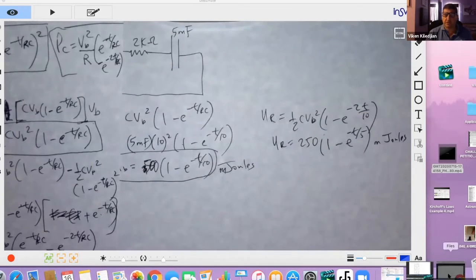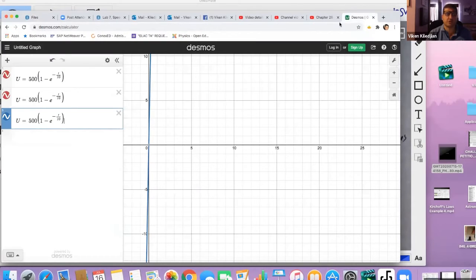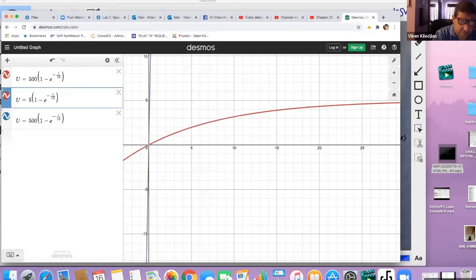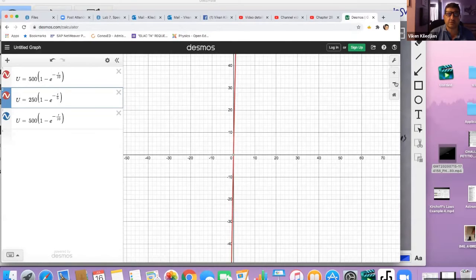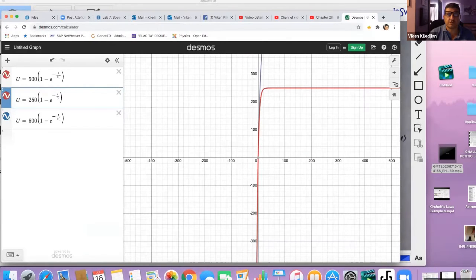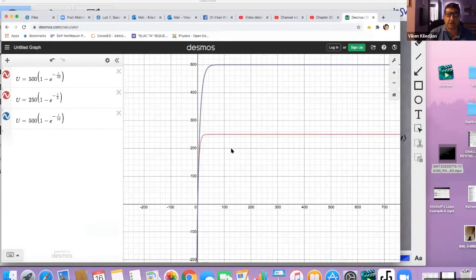So then we can graph that on Desmos. So this one is the resistor now. Well, minus t over 5. Okay. And now the energy stored in the capacitor, let's zoom out here. Okay.